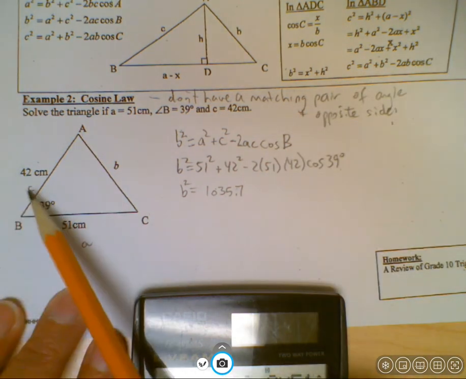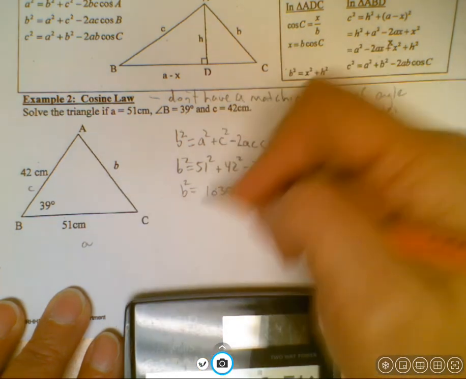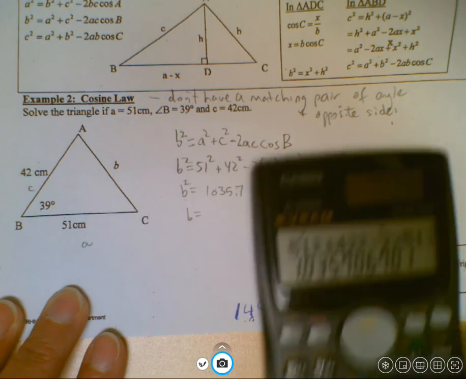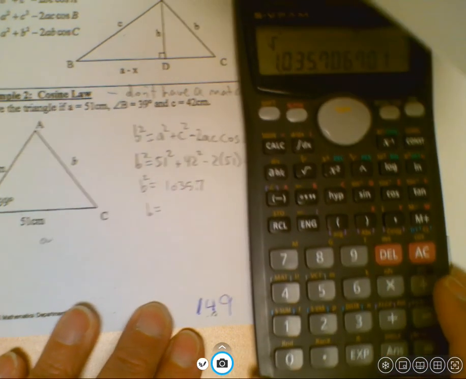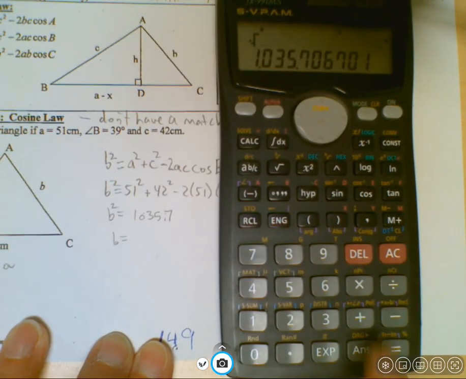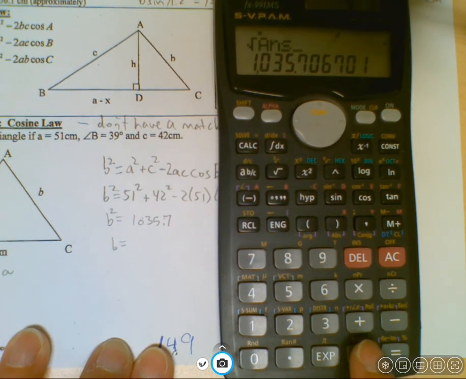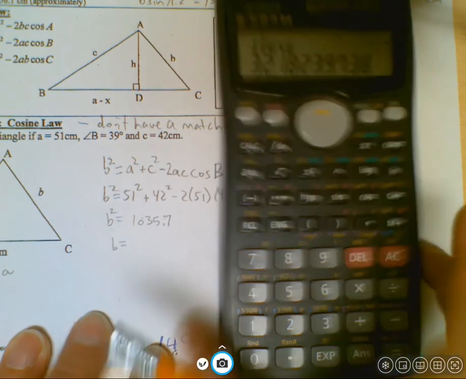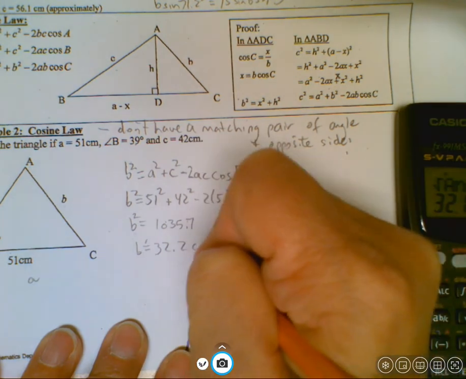Okay, now if you look at this triangle, 42, 51, can this be 1,000? No, it's not going to be 1,000 because that's b squared. So to find the b, I want to take the square root of this. So I'm going to find my square root button, and my calculator has an answer button, which will bring back the previous answer that it found. So I'm going to say answer. Square root of my answer is 32.2 approximately. And that's a little more reasonable.